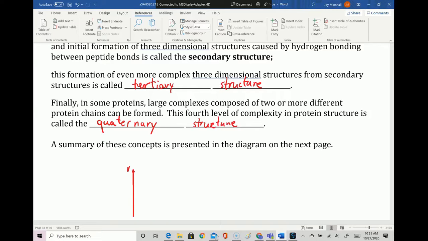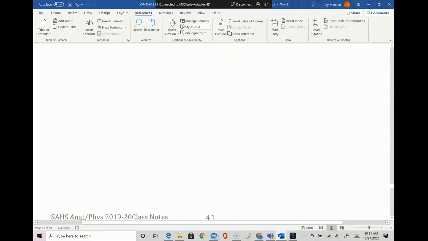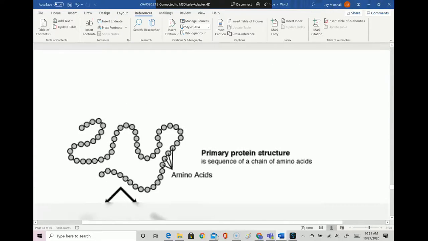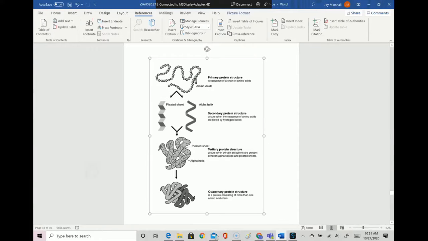Okay? So what I need you to know about all of this is summarized on this page. We went into a little bit more detail than you need. On any test that I test you about protein structure on, you'll see this diagram.